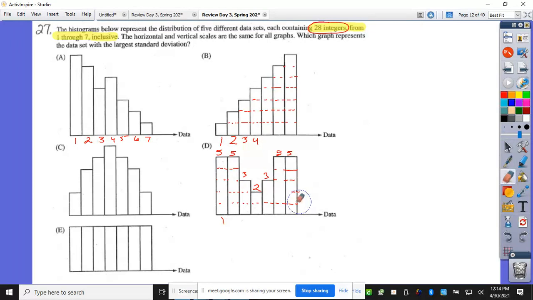Now, let's think about the problem itself as just a concept. So, standard deviation means what? What is the definition of standard deviation? Average distance from the mean. So, if there is a lot of pull or a lot of weight at the mean, what kind of standard deviation is that? Right. Low. If there is a lot of pull away from the mean, what kind of standard deviation is that? Higher.